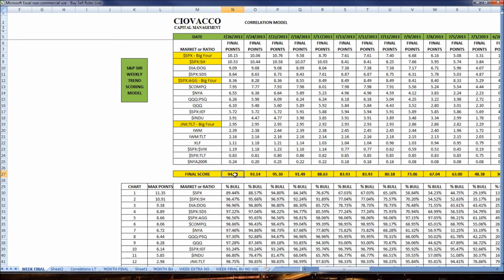The current score, as you can see, as of the close on Friday, July 26th, up here where the cursor is, was roughly 94. Again, telling you that if we were asking binary questions, which we're not, the model is not based all on binary questions. Some of it's based upon the mathematical thresholds. 94% of either the thresholds or the answers are coming back bullish.